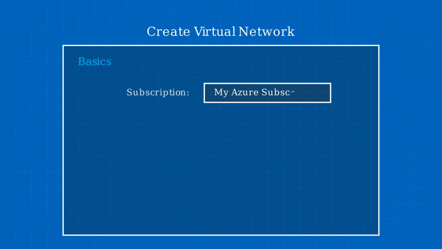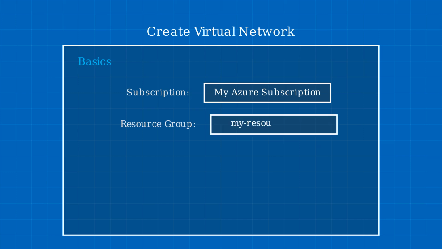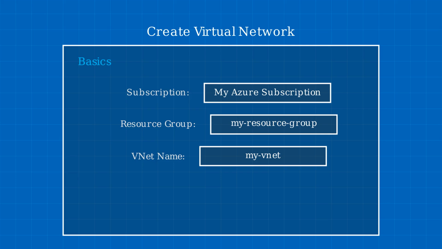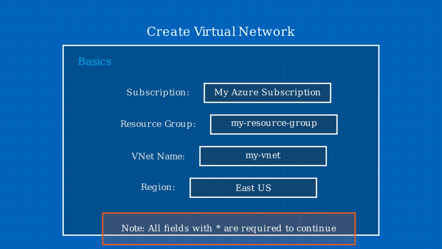In the Basics tab, you'll need to provide essential information about your virtual network. First, select your Azure subscription from the drop-down menu. Next, select an existing resource group or the one you just created. Then give your virtual network a descriptive name that identifies its purpose, for example, My VNet. Finally, select the Azure region where you want to deploy the virtual network. Choose a region close to your users or other Azure resources to minimize latency. Make sure all required fields marked with an asterisk are filled in correctly.